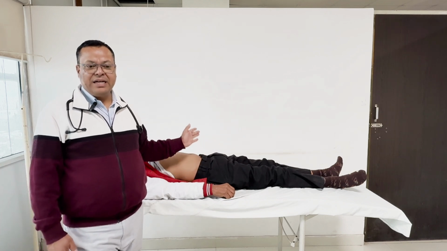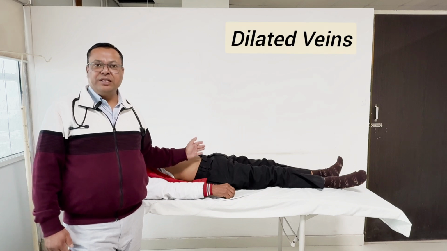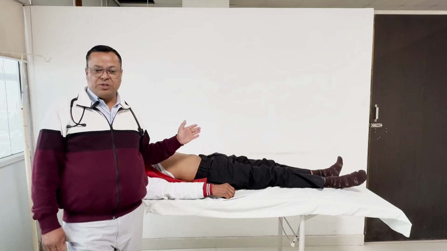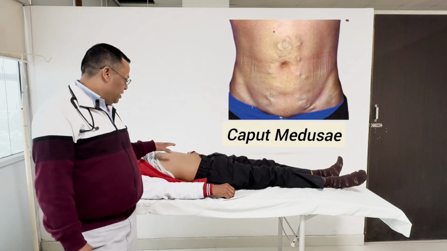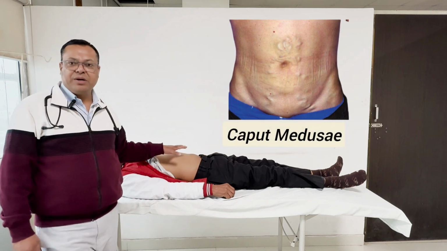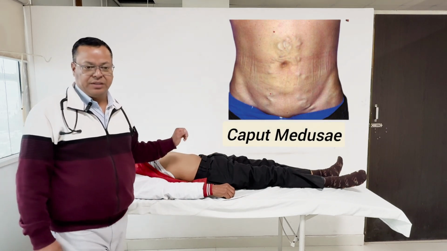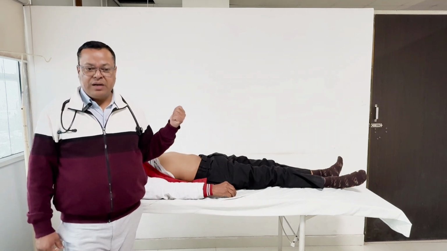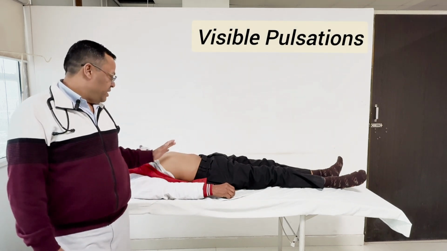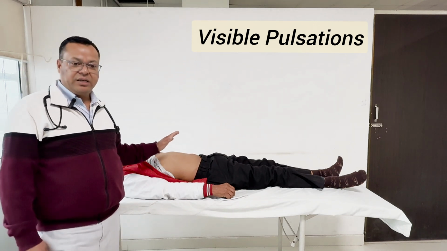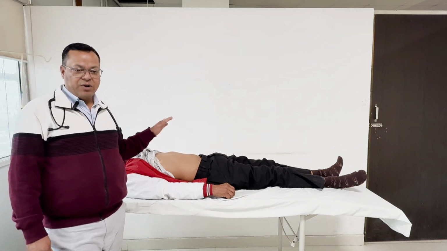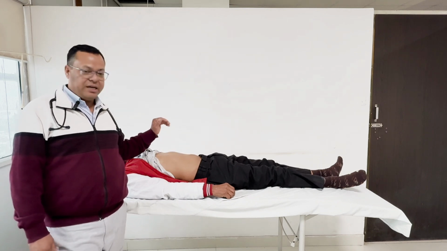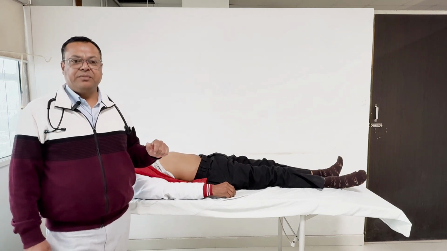Next, the dilated veins. We have to see for IVC obstruction, or we have to see for portosystemic obstruction. In portosystemic obstruction, you may find caput medusae on inspection. After the veins, see for the visible pulsation. You may see a visible aortic pulsation. You may have an aortic aneurysm that you can see at the epigastric region.